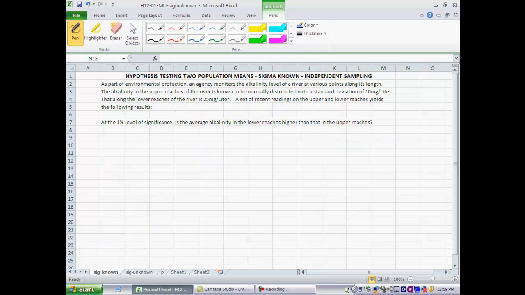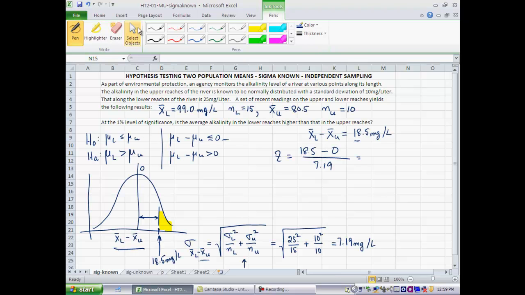And let's see what we get here. This would be equal to 18.5 divided by 7.19, which is 2.57, meaning this 18.5 milligrams per liter difference in the two samples is 2.57 standard deviations away from 0.